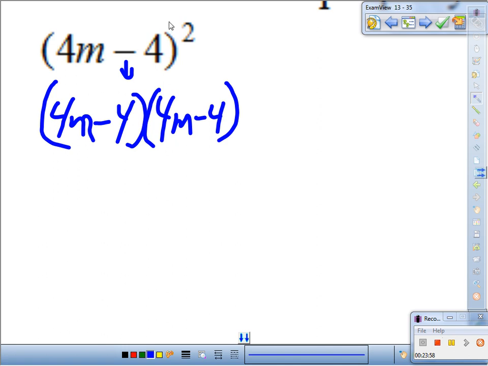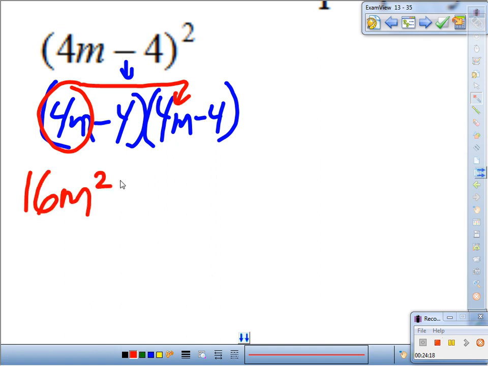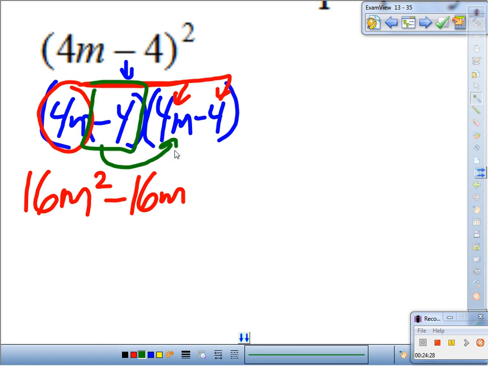Some of you are like, don't you just distribute, Mr. Q? No. This one you can't because there's a subtraction in between. You only distribute the exponent when there isn't any subtraction or addition. All right, so let's see. Distributive property. 4m times 4m, that is 16m to the second. 4m times negative 4, that's negative 16m. We good? Next, negative 4 times 4m, negative 16m. Negative 4 times negative 4, that's positive 16.